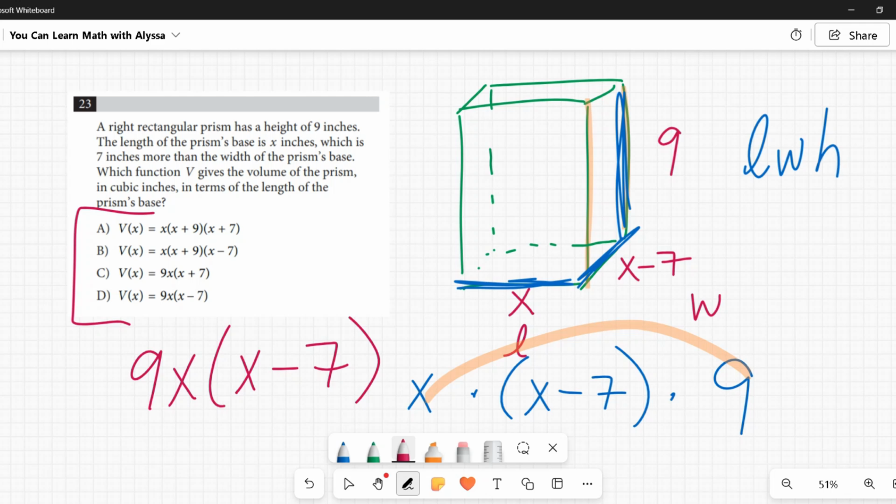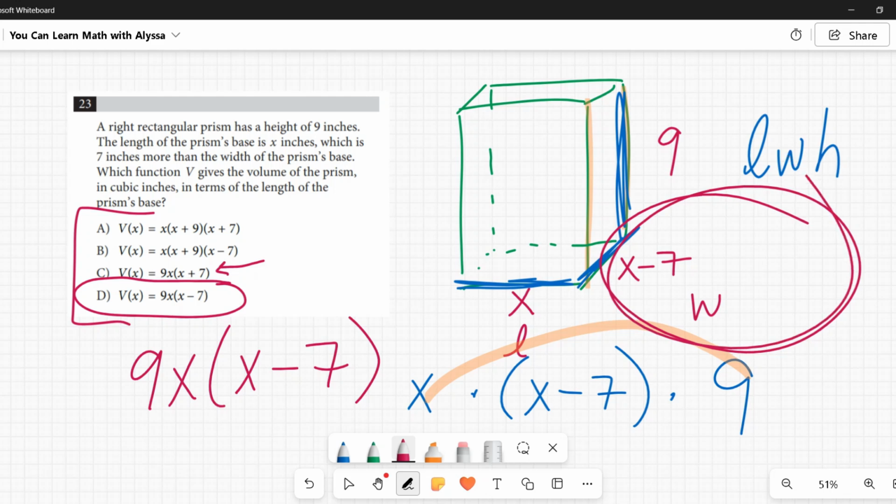And is there one that looks like what I just wrote? Absolutely there is. It's D. And look right there. Look at C. There's that x plus 7. Like I told you, they're going to try to trip you up with that x minus 7, x plus 7. Absolutely. Don't let them do it. It is D, 9x times x minus 7.